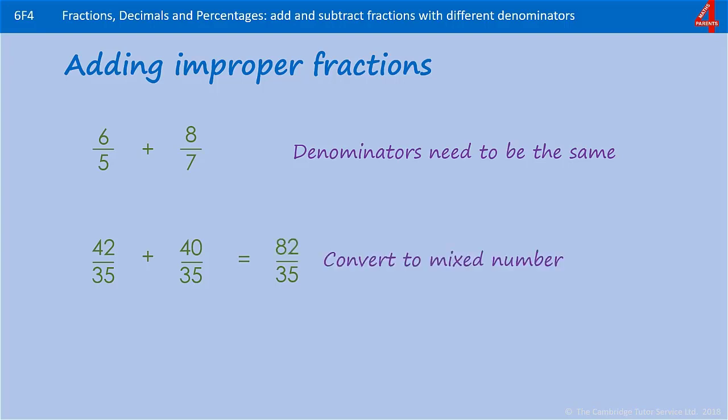Now we need to convert this to a mixed number. 35 into 82, 2 lots of 35 is 70, so that'll go in twice. How many out of 35 do we have left over? And that's 12. Just check if that can be simplified, and 12 and 35, they don't share any other factors other than 1, so we can't simplify that. The answer's 2 and 12 over 35.